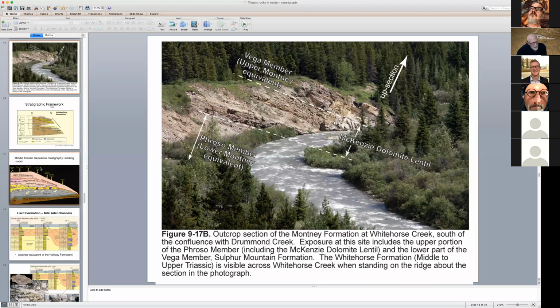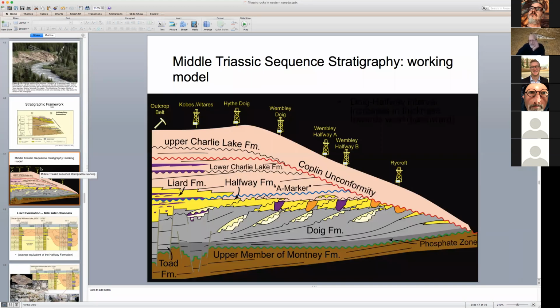So I've talked lower Triassic this whole time. I want to jump a little bit into the middle Triassic and upper Triassic now. In the subsurface, all of our lower Triassic is called Montney Formation. We talked about that. It's called Sulphur Mountain Formation in a lot of the outcrop succession towards the west of Edmonton and the west of Calgary.